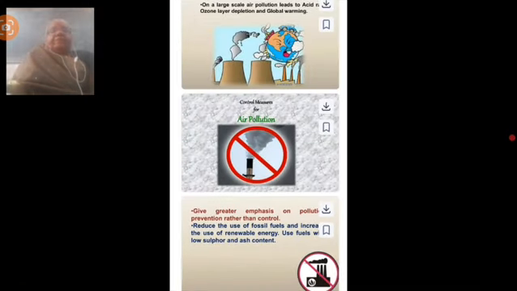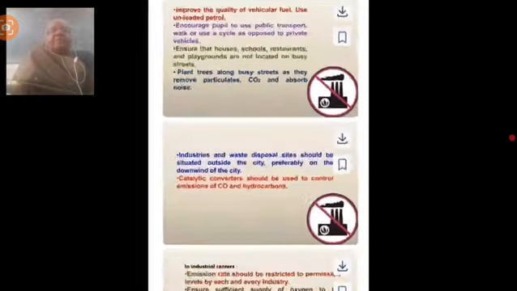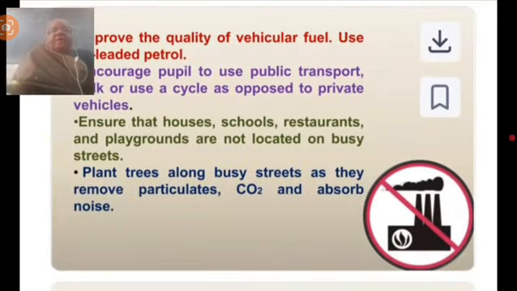Then one has to improve the quality of vehicular fuel. One has to use unleaded petrol so that lead is not released into the atmosphere. Then encourage people to use public transport, walking for short distances or use a cycle as opposed to private vehicles. Here there is a spelling mistake.